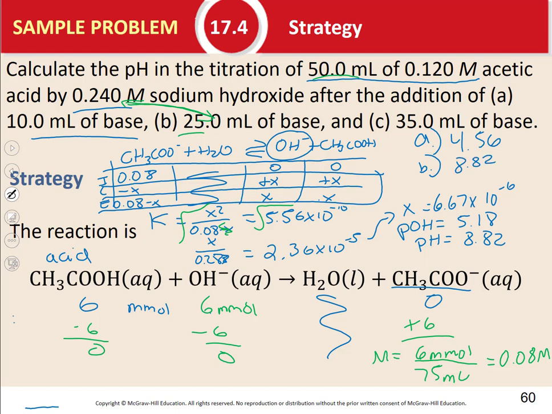Does that answer make sense? Again, let's take a step back and look at the big picture. We have a weak acid being titrated with a strong base, so at the equivalence point, we expect our pH to be what? Acidic, basic, or neutral? Basic. Is that a basic pH? Yes, so our answer makes sense. It's basic, but not too basic.